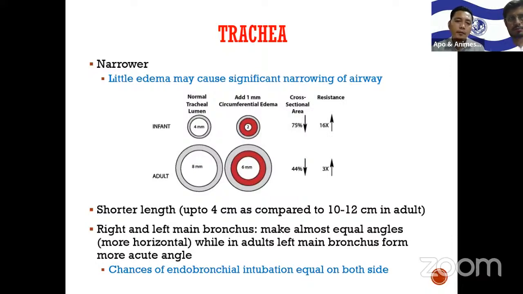And the trachea is shorter in length, up to 4 centimeters, as compared to 10 to 12 centimeters in adults. The right and the left main bronchus make almost equal angles, more horizontal, while in adults the left main bronchus forms a more acute angle. Therefore, the chance of endobronchial intubation is high in newborns and infants, and the chance is also equal on both sides.